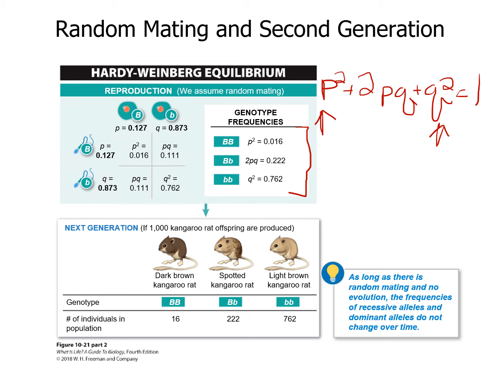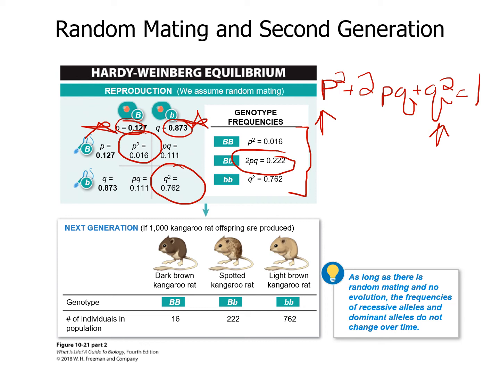First, we would square our p value, and that's what they're doing there. And then we would also square our q value, which is also right here. So we would square these values, and they would give us this value and this value. And then we'd want to figure out what 2pq is. You would just take the p value and the q value and multiply them together, and then multiply them by 2. And that would give you this, and that is how we get those genotype frequencies.